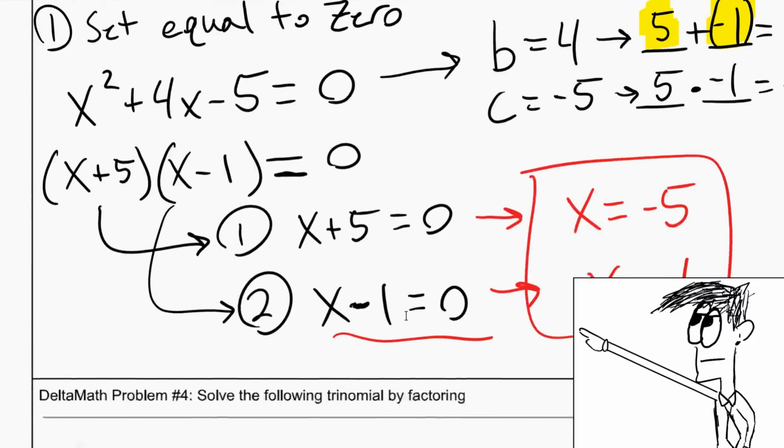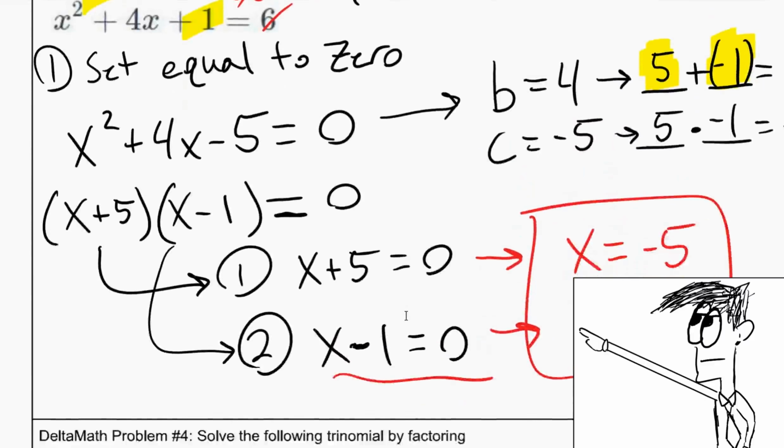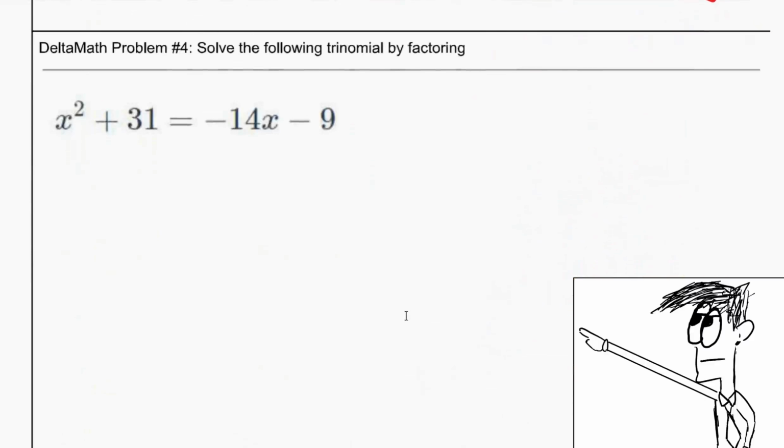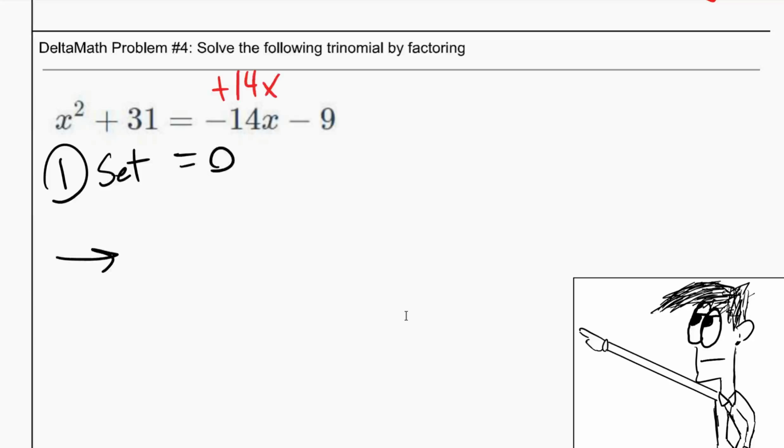Let's do one more. And once again, these last 4 problems, including the one I'm about to go over, are on Delta Math. So if you want a free problem, hopefully you're paying attention. Step 1, set it equal to 0. So what I'm going to do is add 14x to both sides. And I'm also going to add 9 to both sides.